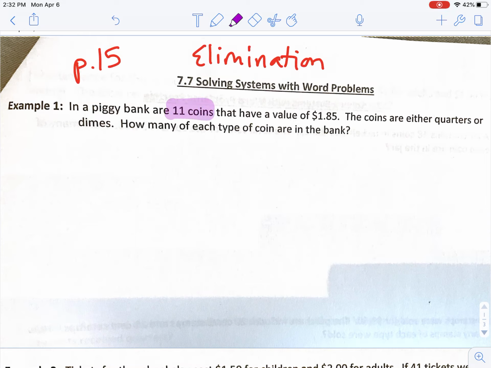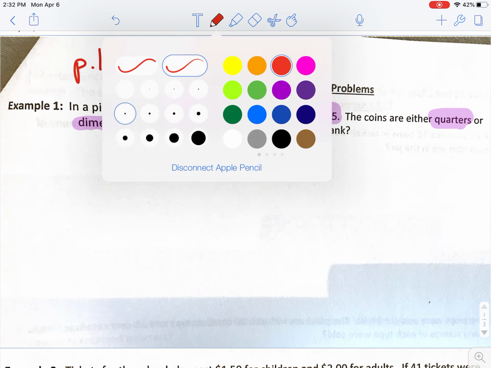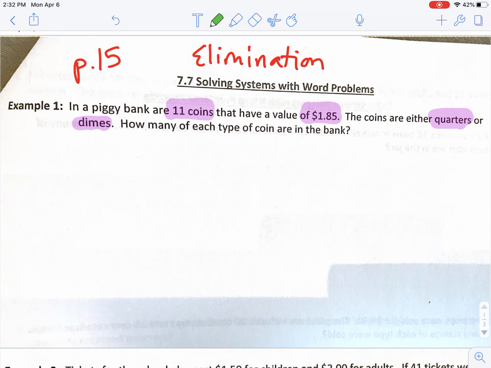We have 11 coins that have a value of $1.85. They're either quarters or dimes. Okay, so we have to write this equation, right? We're going to write two equations. I'm going to do one equation that is just the number of coins. We're not going to talk about how much they're worth, okay? I'm going to call these quarters, so I'll call that one Q, and dimes will be D.